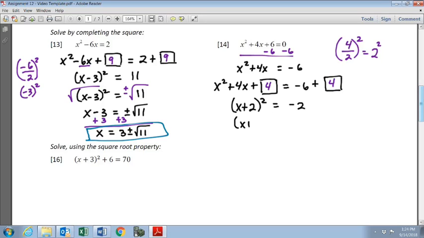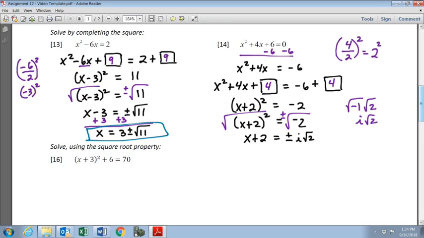So now we can go ahead and take the square root of both sides. Again, don't forget your plus or minus. We're going to get x plus 2 on the left is equal to plus or minus, and notice we can pull out an i here, or we can write that as the square root of negative 1 times the square root of 2, which is i square root of 2. So plus or minus i square root of 2. The only thing left to do here is to subtract 2 on both sides to get x by itself. You're going to get x equals negative 2 plus or minus i square root of 2.